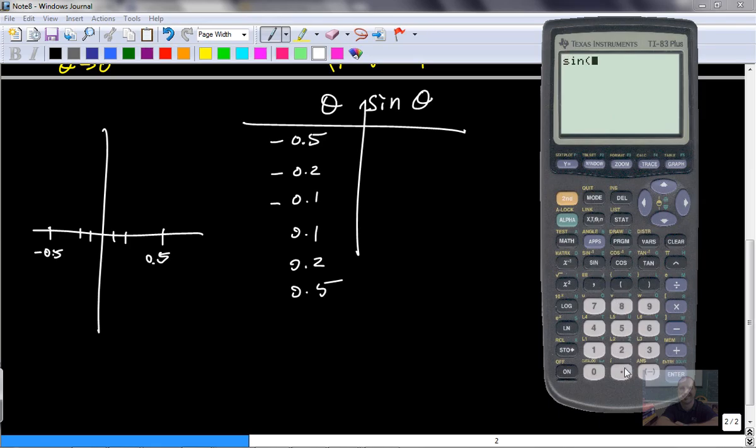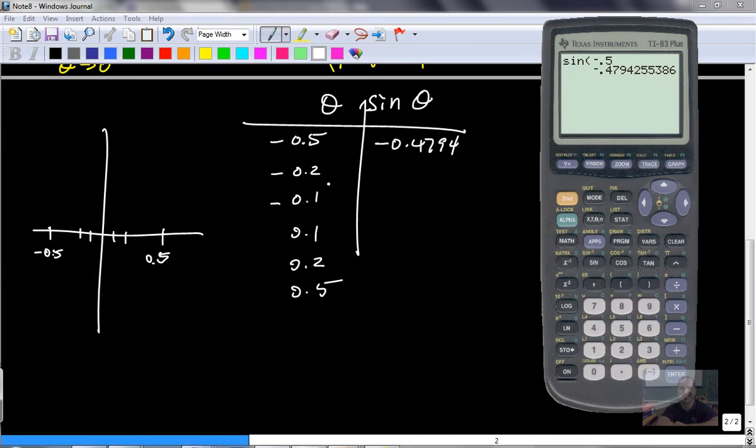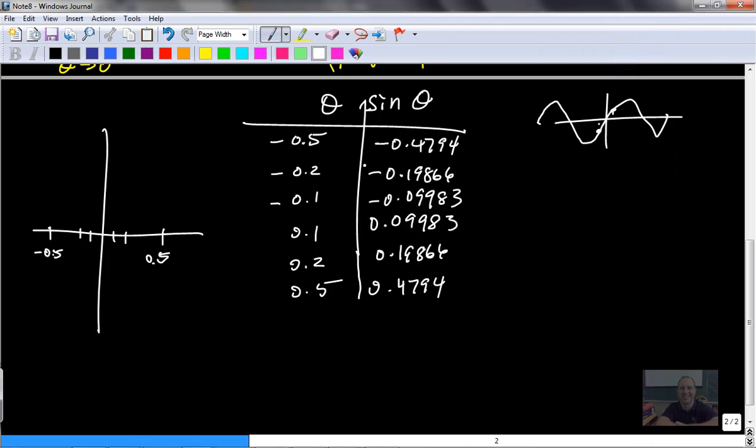Okay, so sine of negative 0.5 is negative 0.4794. All right, and let's do these as well. So sine of 0.2. Sine of negative 0.2 is negative 0.19866. So if we fill out this chart here, we see that we have values like this.